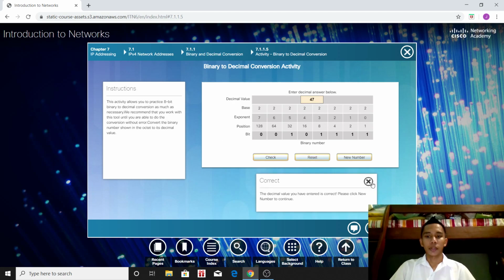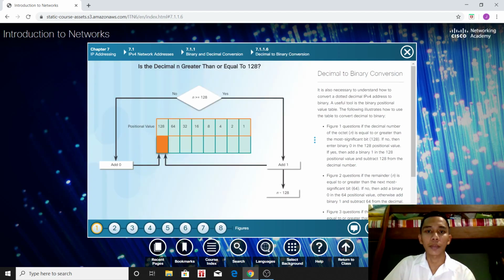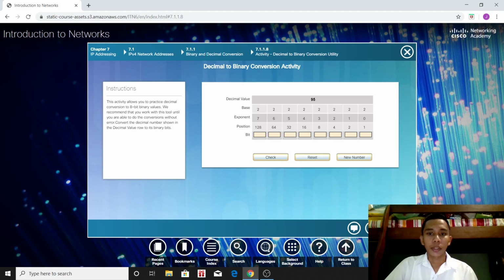So, done with this activity. Let's proceed to the next activity, the decimal to binary conversion activity. The instruction: this activity allows you to practice decimal conversion to 8-bit binary values. We recommend that you work with this tool until you are able to do the conversion without error. Convert the decimal number shown in the decimal value row to its binary bits.